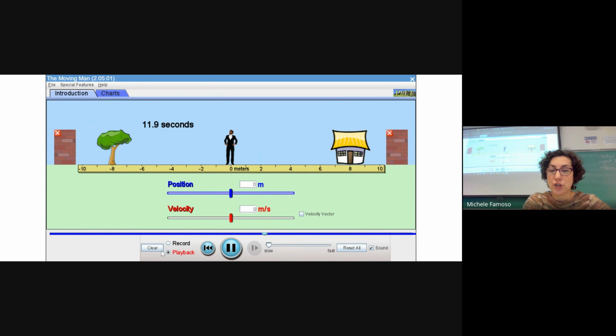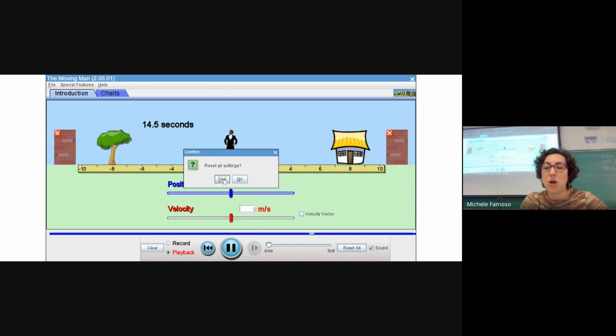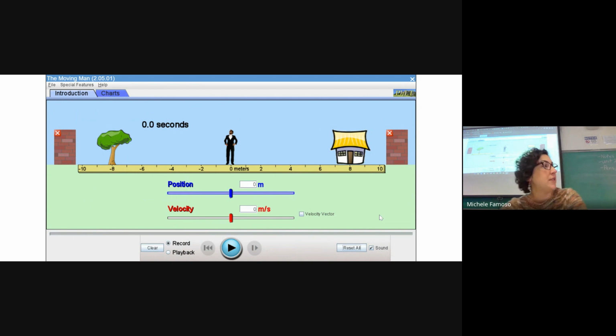But I can actually have it clear everything out. What would I do to clear everything? Reset all. That's right. Go ahead and hit reset all settings. And that puts everything back to where we started. Okay, so that's how we're going to play in this lab with what we need to do. Is everybody okay with that? You've got the controls there to do what you need to do.